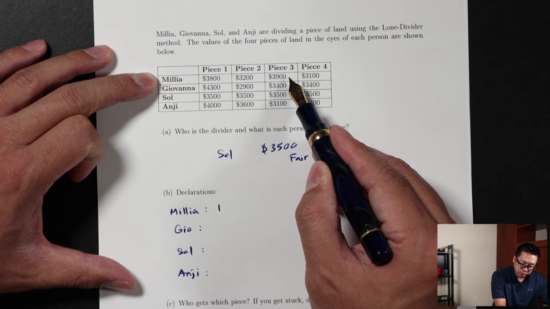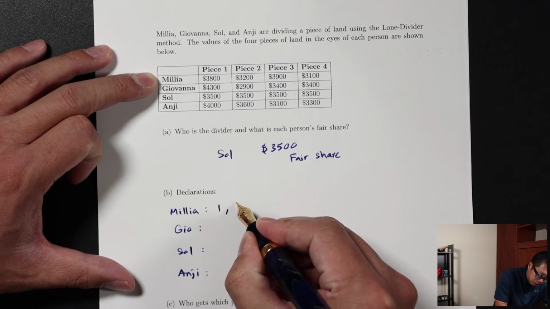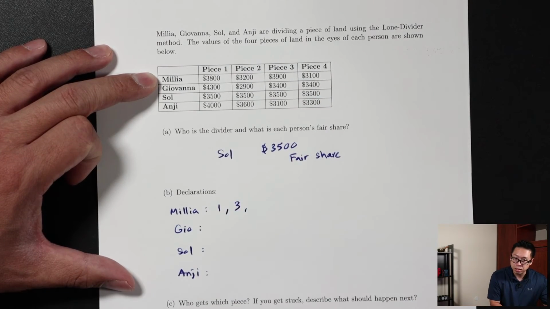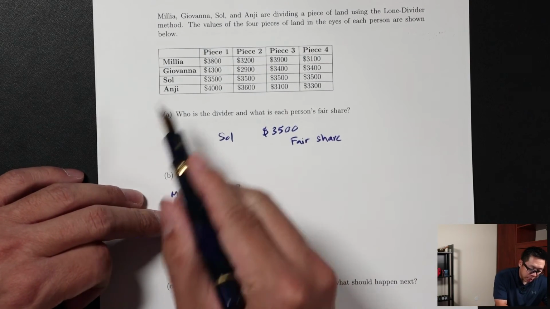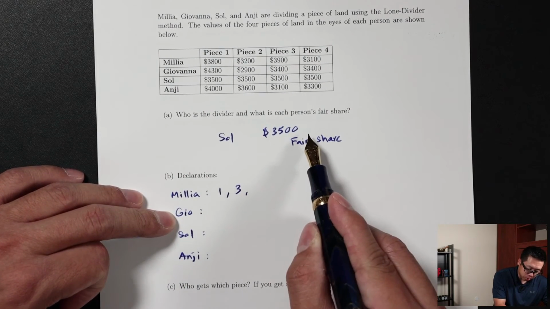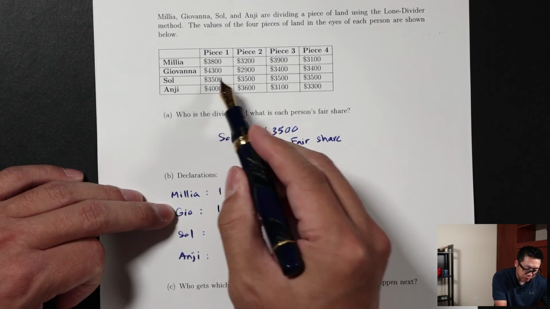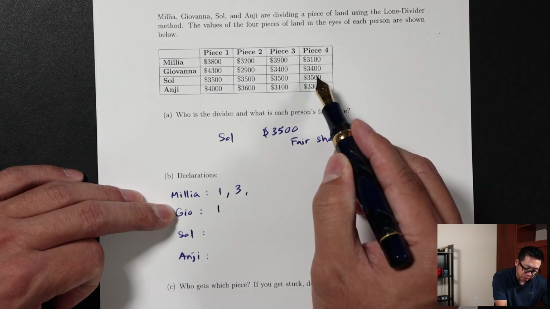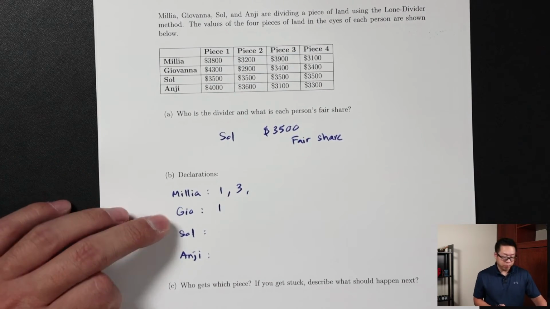Piece 3, 3,900, that's more. That's good. So that's 1, 3. What about 4? 3,100, that's less. That's not on the list. Next up is Gio. So Giovanna, any piece that is 3,500 or more. So which pieces would this be? Piece 1 is good, 4,300. Piece 2 is no good because it's less. Piece 3 is no good because it's less. Piece 4 is no good because it's less. So for Gio, only piece 1.